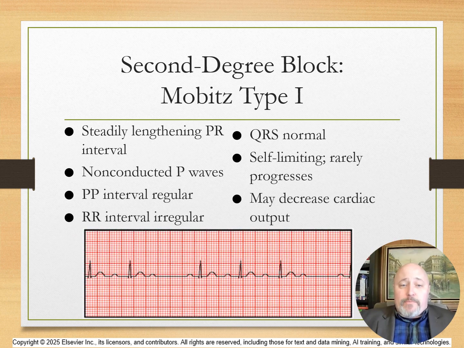Next up would be a Mobitz type 1, or a Wenckebach block, which is also a lot of fun to say. This second degree type 1 is represented on the ECG by a progressively lengthening PR interval until eventually a QRS complex is dropped. The AV node progressively delays conduction in the ventricles, resulting in this longer and longer interval.